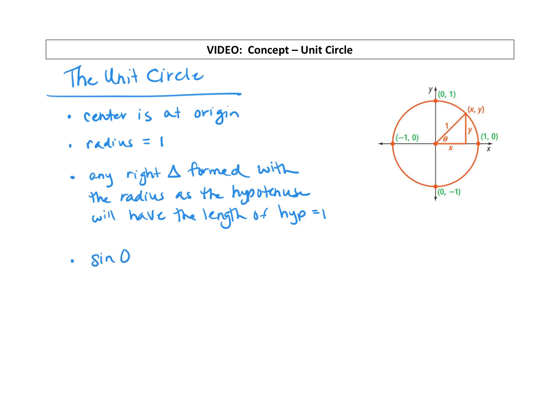Sine of your angle is going to be equal to the opposite over the hypotenuse. Well, the opposite side is y, and the hypotenuse is 1, and y divided by 1 is y. So sine of theta is always going to equal y, in this case, whatever that measurement was.